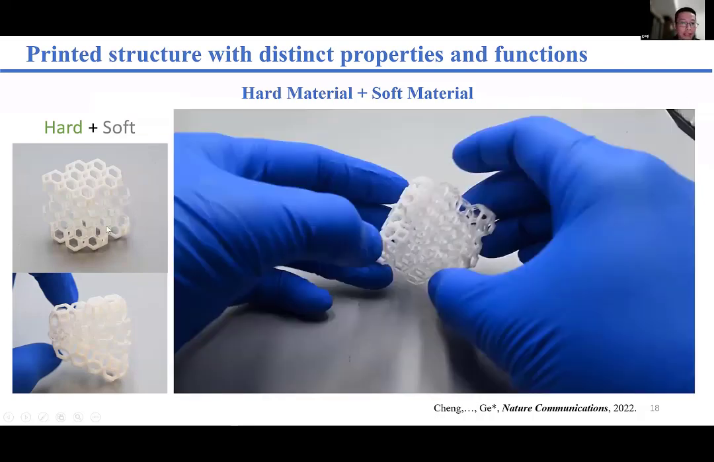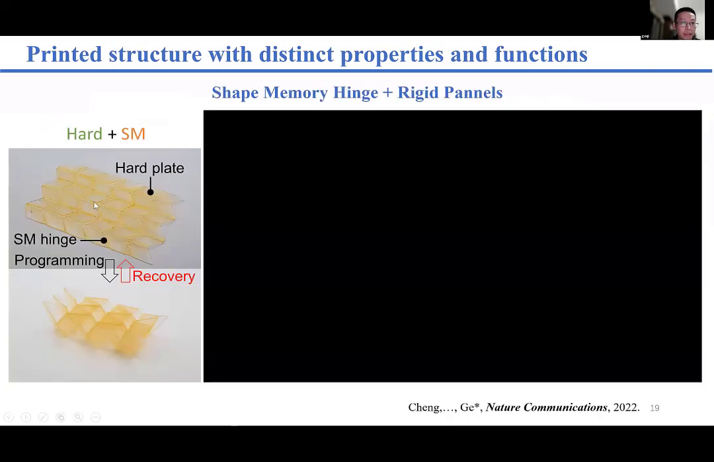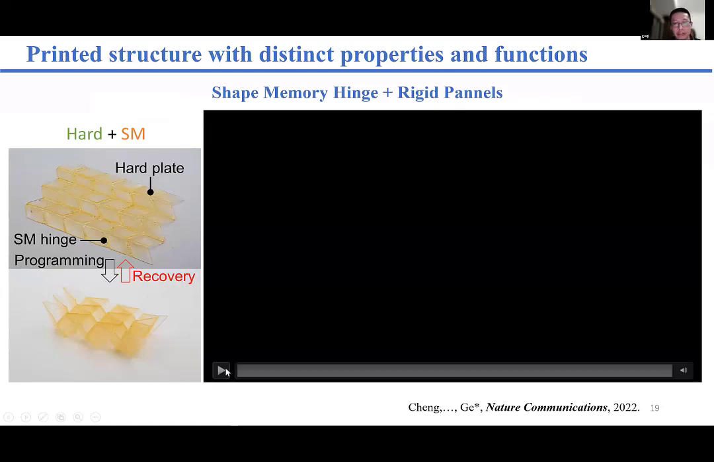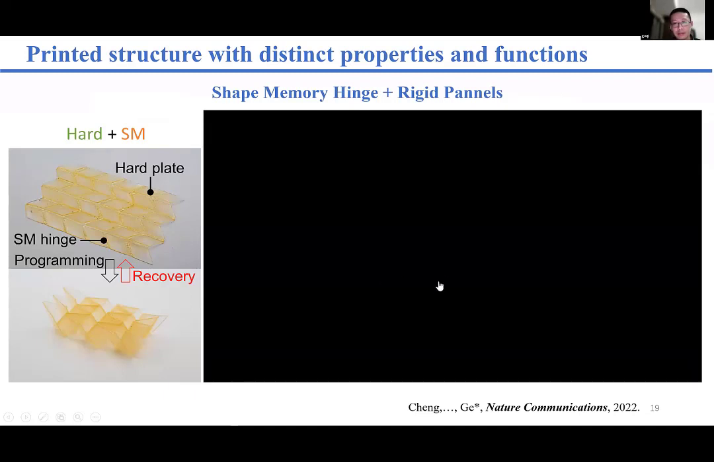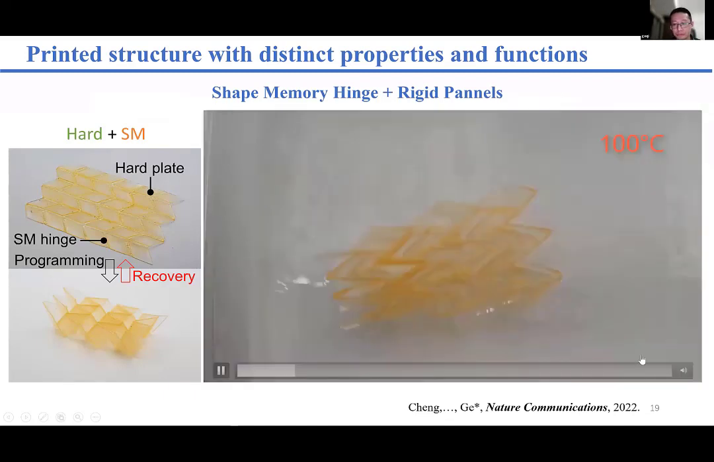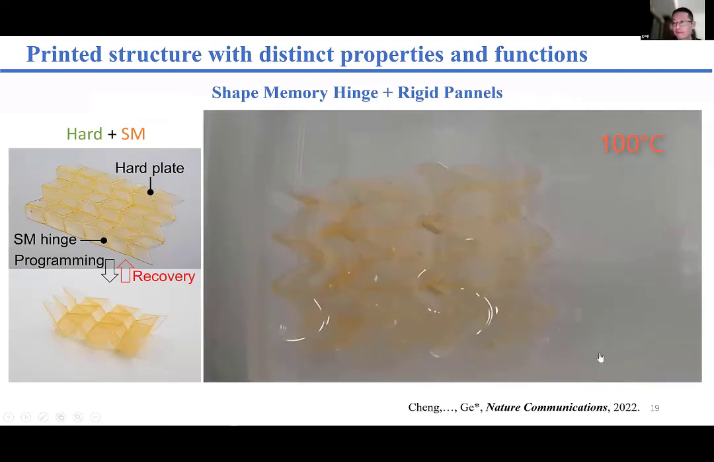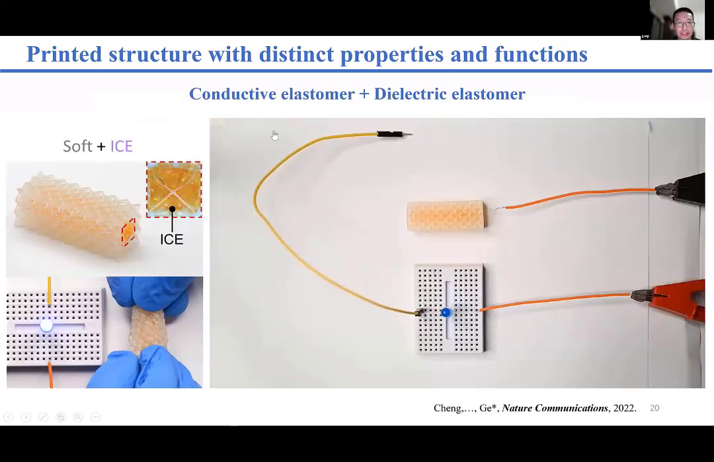We can print shape memory polymer. We can print the rigid panel and then the shape memory polymer hinge, and then we can build the origami structure with a shape memory effect. Also, we can print some flexible electronics, where the core part is ionic conductive and the outside part is non-conductive.